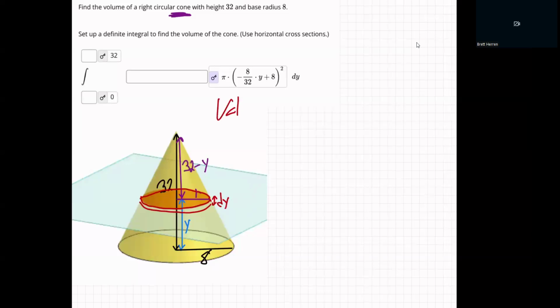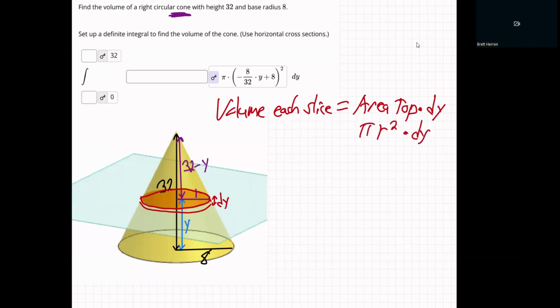So the volume of each slice is area of the top times dy, because that's the thickness, right? Area of the top is pi r squared. So each slice is pi r squared dy.